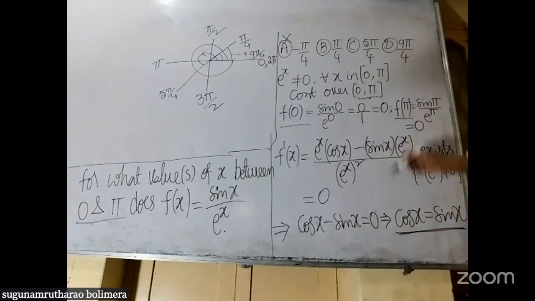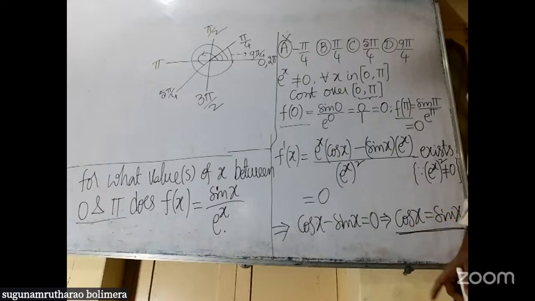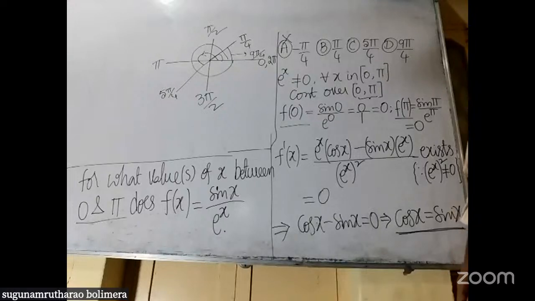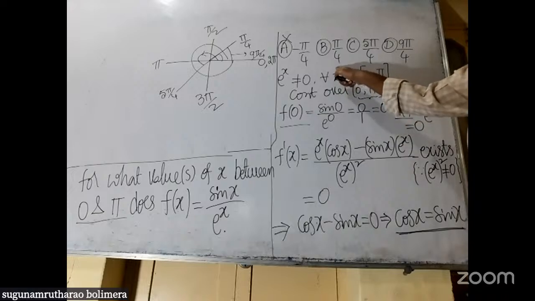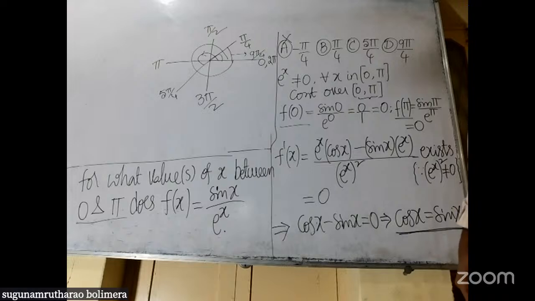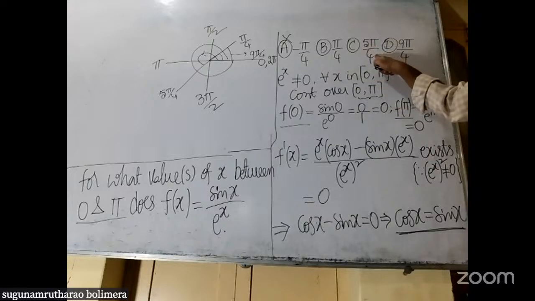Okay. At 9π/4 also, cos x equals sin x, but it is not lying in between 0 and 5. Please note down, cos x equals sin x is satisfied for π/4, 5π/4, and 9π/4.